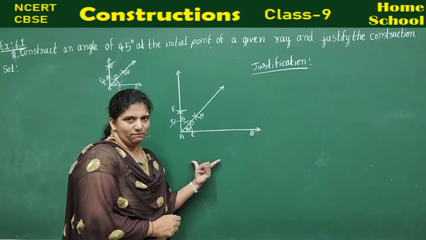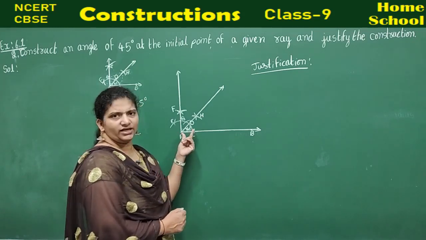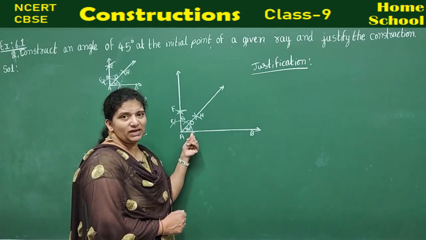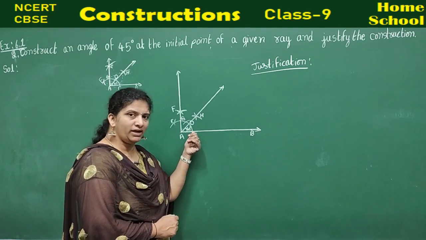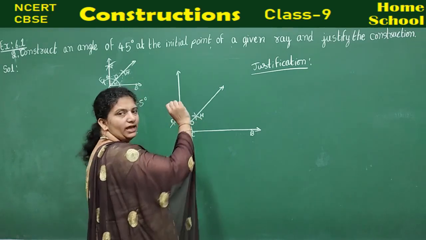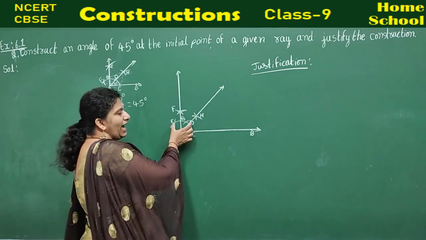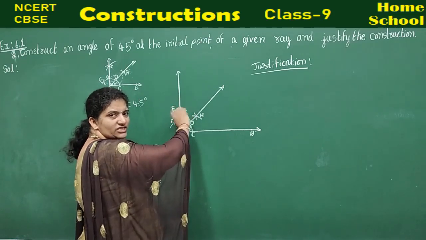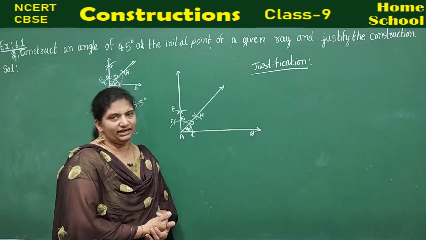Draw a ray AB from point A. With your convenient radius, draw an arc. Where the arc touches AB, mark it C. Now with C as the center, same radius, draw the arc, mark point D. Then again another arc, mark point E. Now with D and E as the center, draw two arcs which intersect. And this angle which is created is 90 degrees.